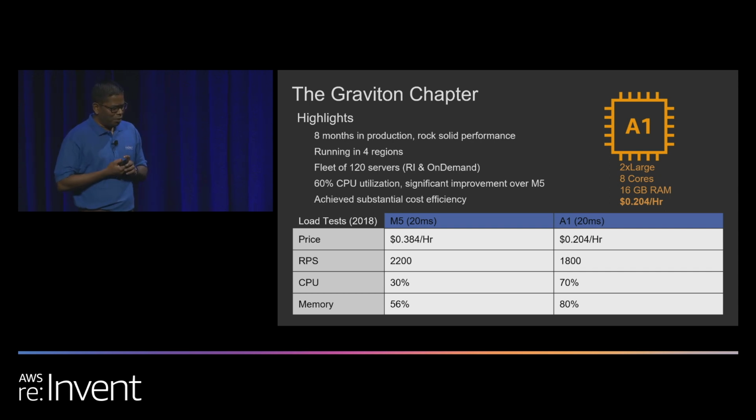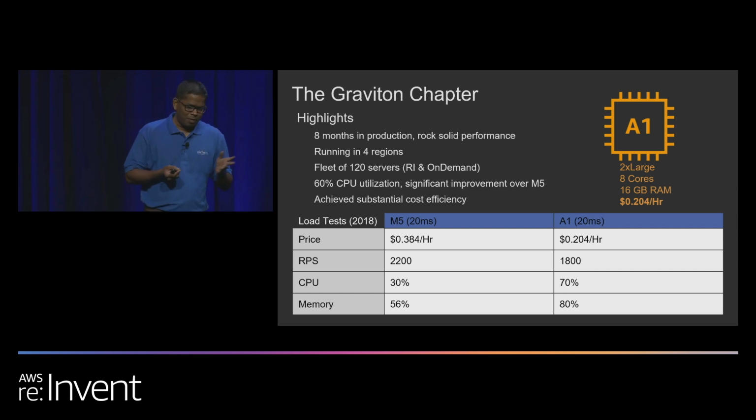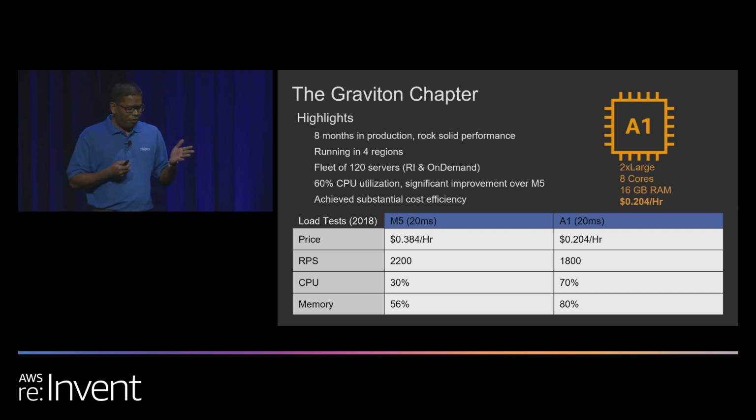Here are some load test results in front of you we conducted back in 2018. On an M5 server, we were able to push 2,200 requests at a utilization of 30% of CPU and memory utilization of 56%. And the server took 20 milliseconds to process each and every request. And on an A1, we were able to push 1,800 requests using 70% of CPU and 80% of the memory. And the server, again, took just 20 milliseconds to process the request.